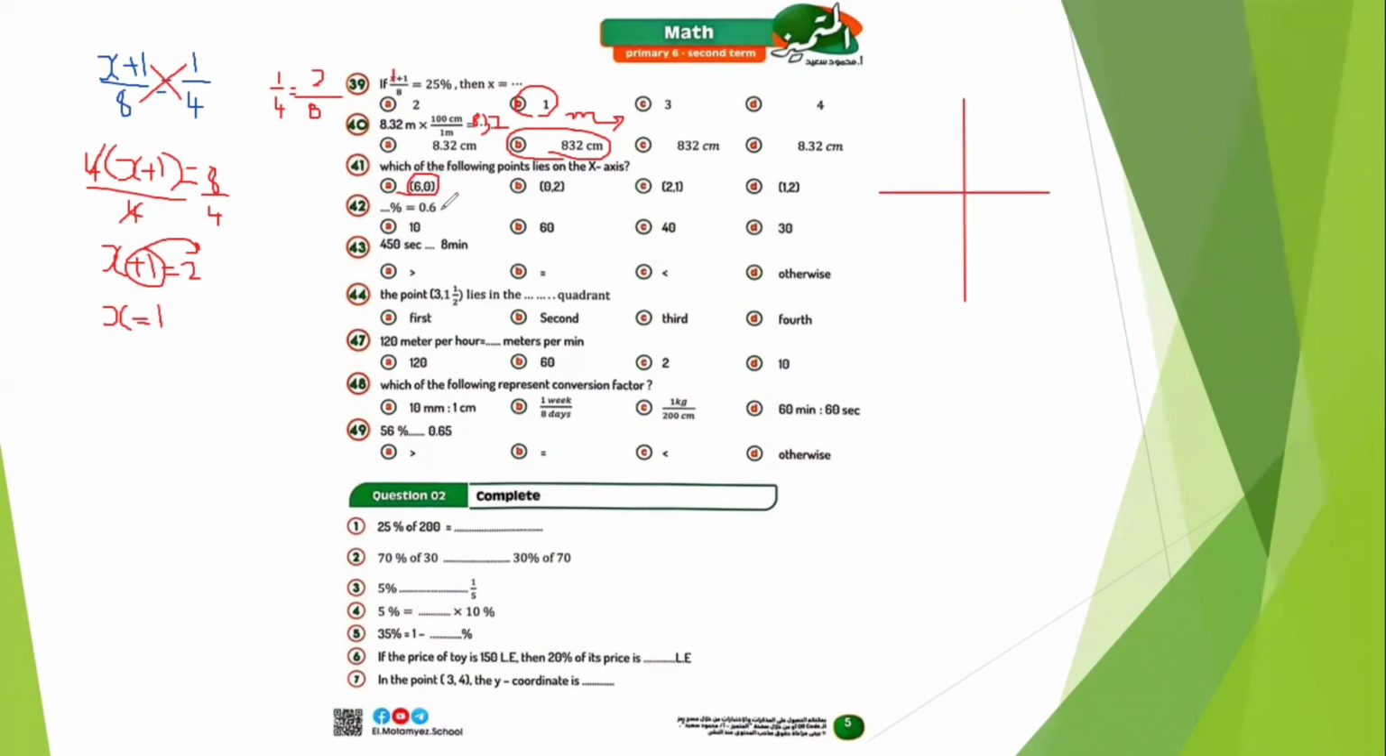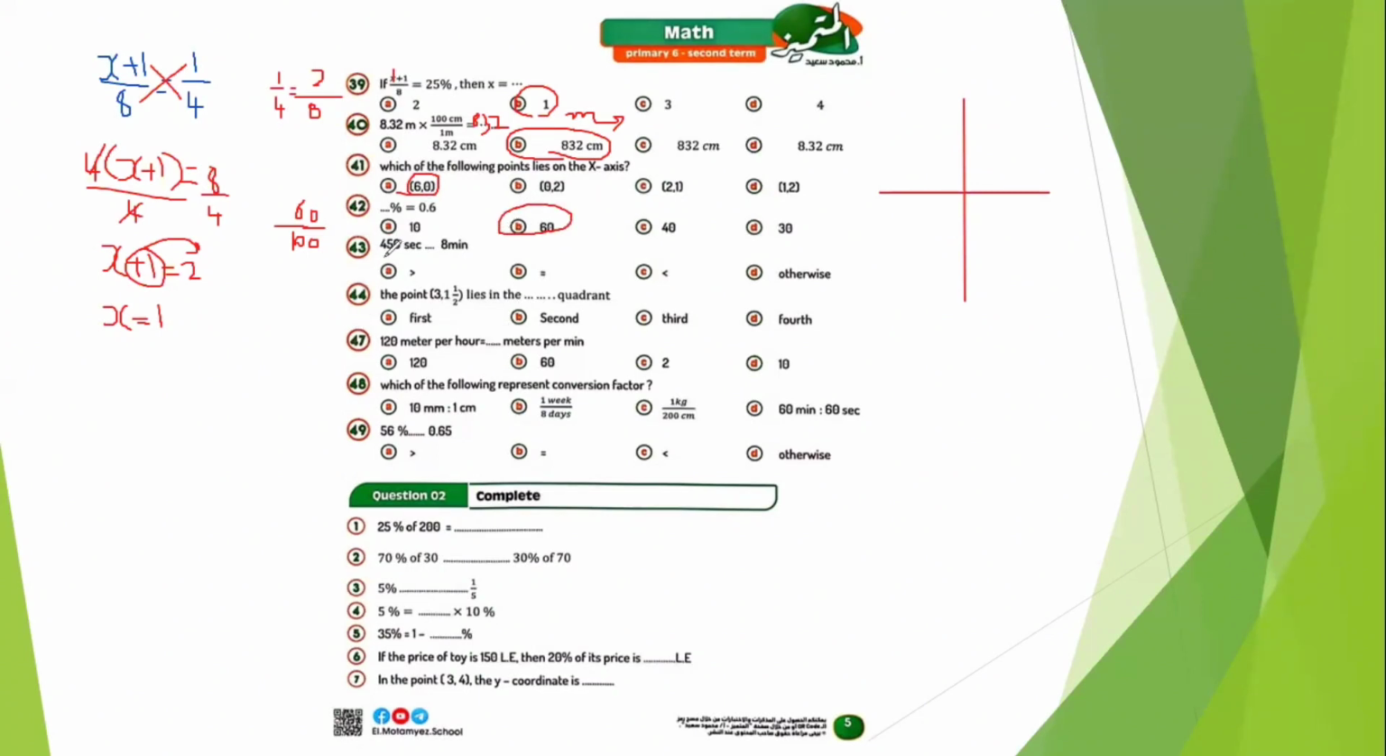42. Which percent equals to 0.6? 0.6, if I want to write it as a percentage first, let's write it as a fraction. 0.6 means 6 out of 10. To convert it to percentage form, change the denominator to be 100 by multiplying up and down by 10. So the answer is 60%.